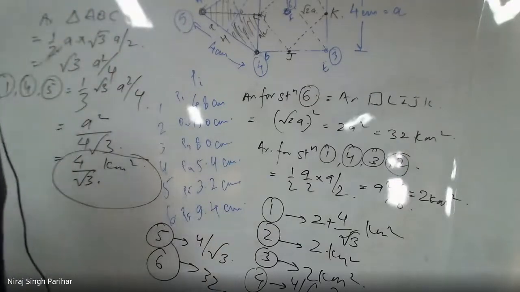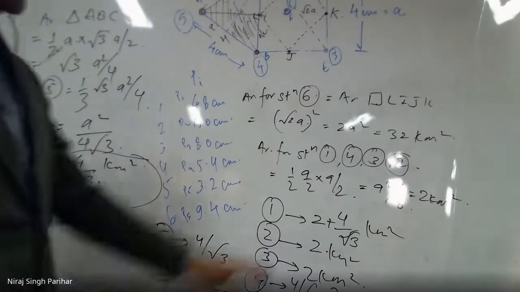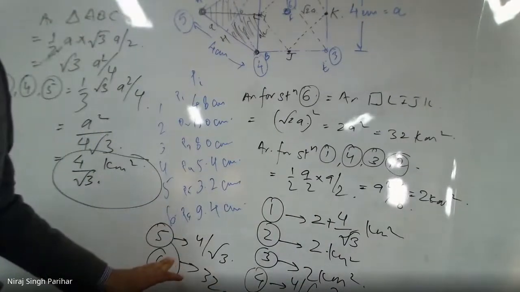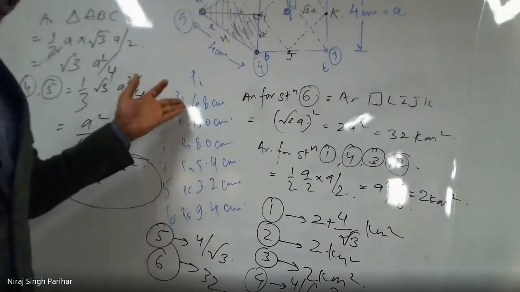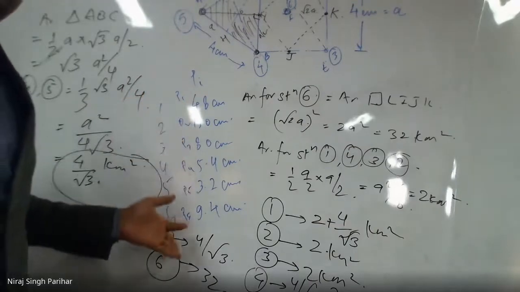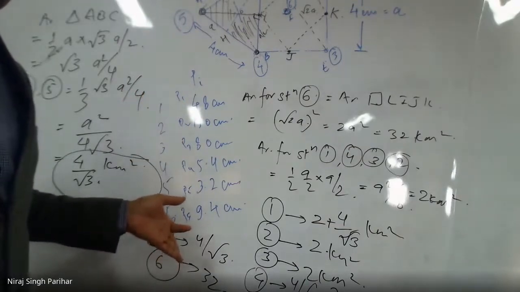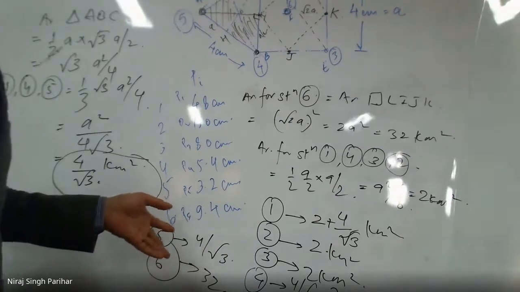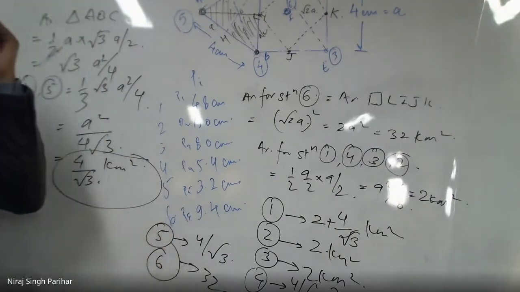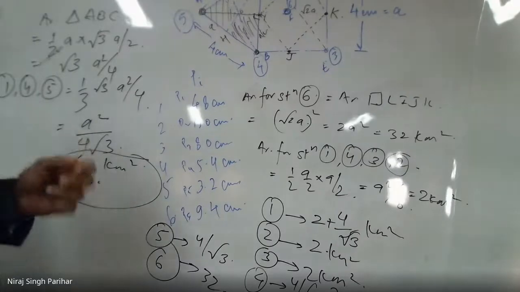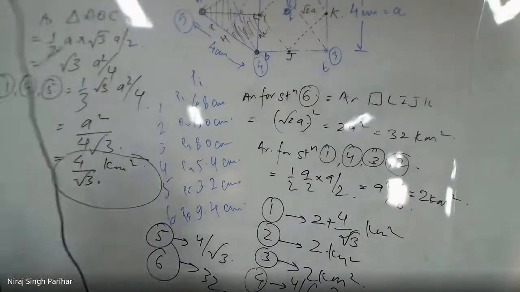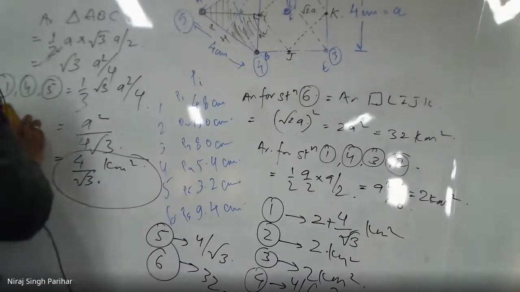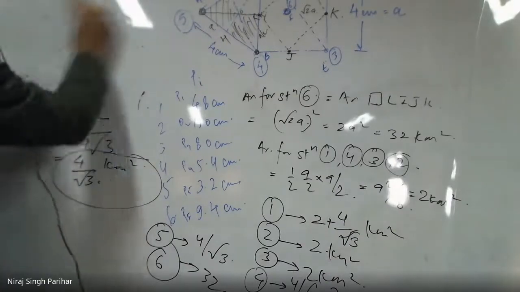So you got the areas A1 A2 A3 A4 A5 A6 for all the 6 stations. You are already given the rainfall P1 P2 P3 P4 P5 P6 for the 6 stations. So can we calculate the mean rainfall now? Can you? Just apply the weighted average.